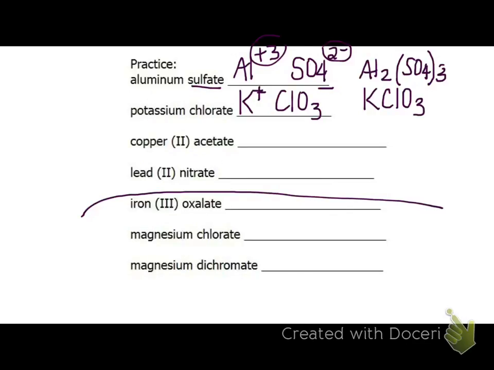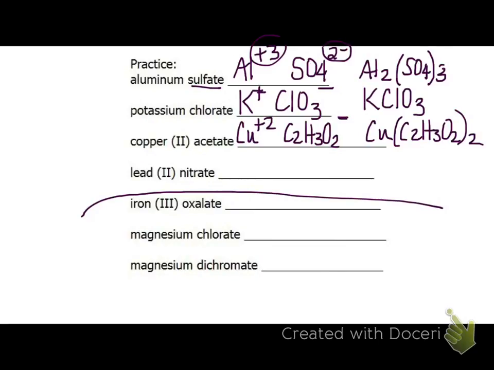Copper 2 acetate. It's telling me that copper has a 2 plus charge. Acetate, you can find that on your ion sheet. I believe it's in the 5th list that we're testing on, and it is C2H3O2, and it's a -1 charge. Because of that -1 charge, I need 2 of them to go with 1 copper. And so it would be Cu, parentheses, C2H3O2, and you need 2 of them.